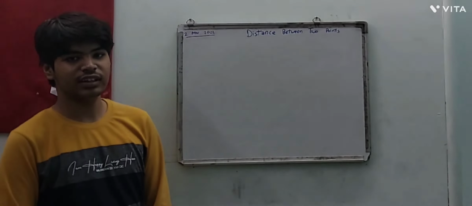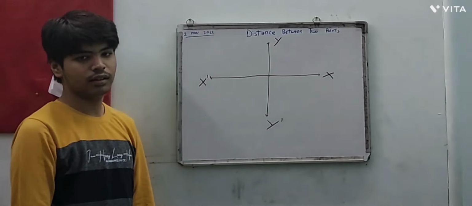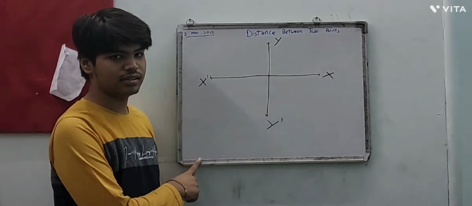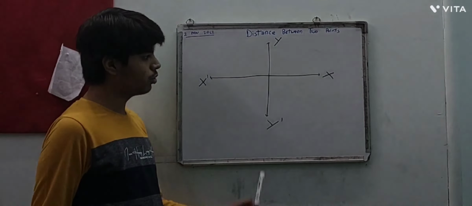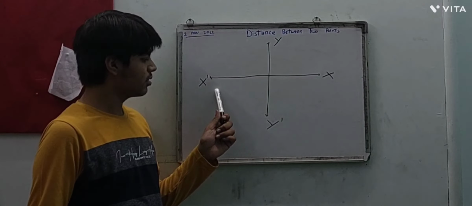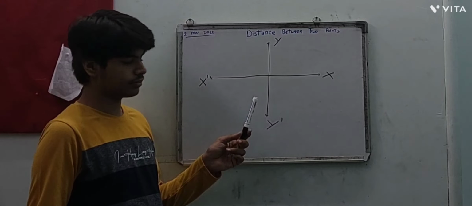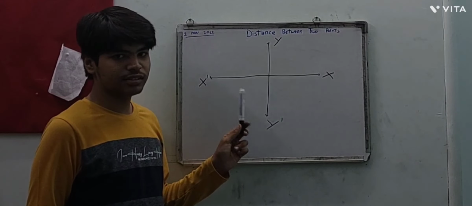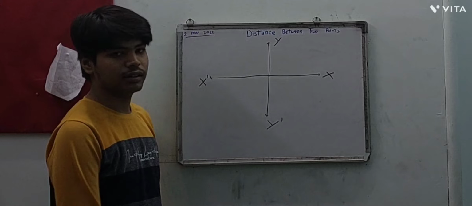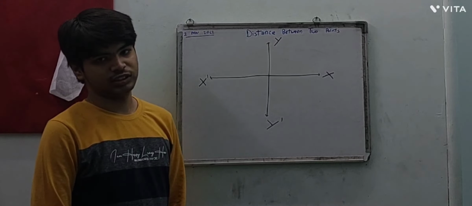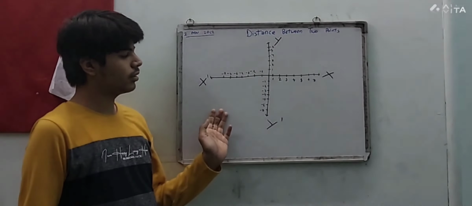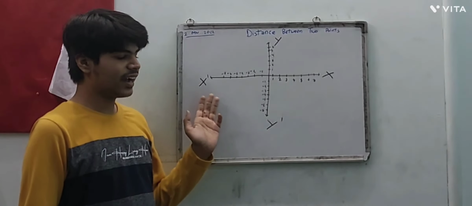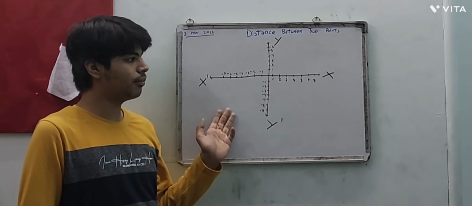So first let's see what is a Cartesian plane. A Cartesian plane looks like this, which consists of two axes, namely the x-axis and the y-axis. The x-axis and the y-axis are number lines which are perpendicular to each other. So from here we can see that the x-axis and the y-axis are number lines.